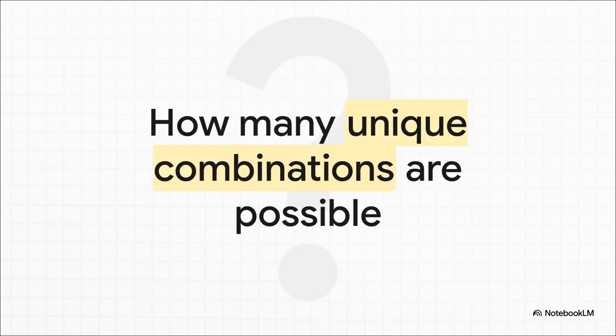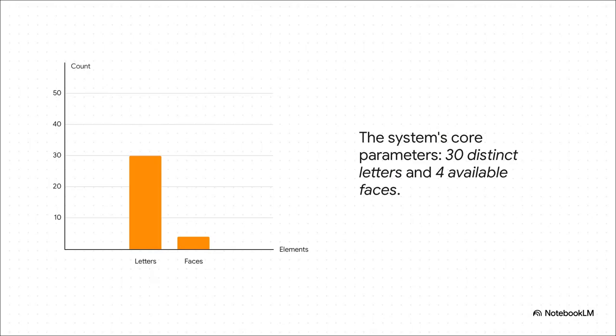So that naturally leads to the big question, right? You've got 30 letters to play with and you have 4 faces to put them on. How many completely unique combinations can you actually create? So here are our 2 key pieces of the puzzle. We've got our pool of 30 letters, and we've got the 4 faces on our shape. Now here's the crucial part. You can reuse letters. So you could have a tetrahedron with the letter A on all 4 of its faces, for example. And that's where the possibilities just explode.